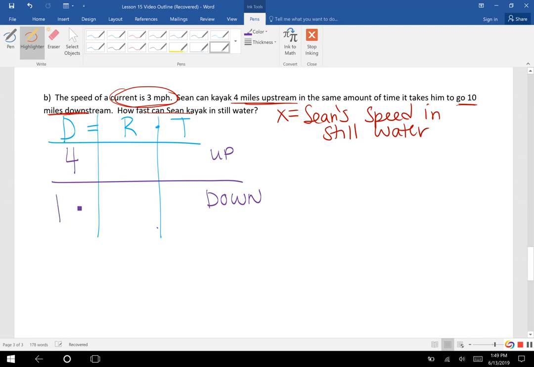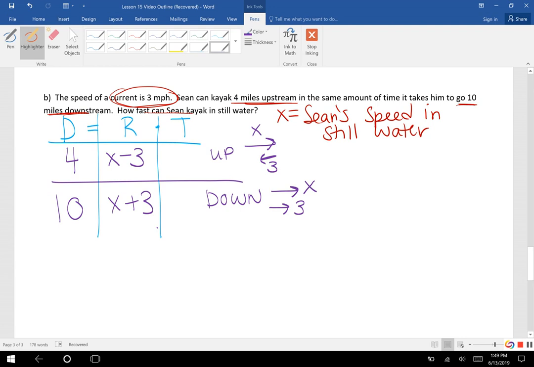When he's going upstream, that means the water is going in the opposite direction of him. So he's paddling at speed x, and the water is slowing him down at 3 miles per hour. So his rate is going to be x minus 3. Whereas when you go downstream, you're going in the same direction as the water. He paddles at rate x. Now the water actually makes him go faster, so x plus 3 will be his speed downstream.